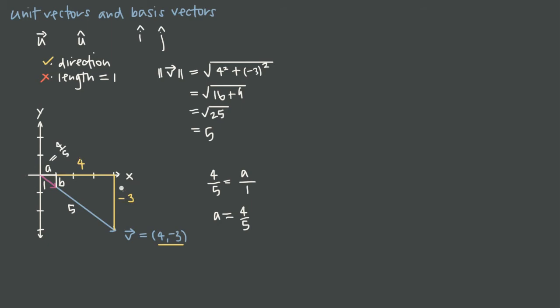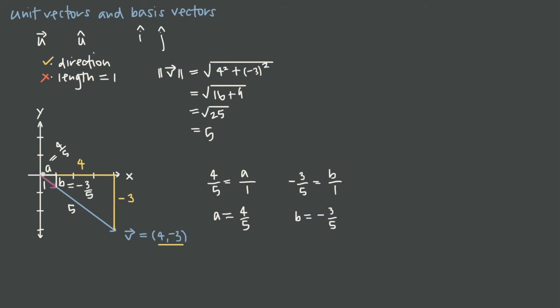Then to find B, I say that the vertical component of v is -3. So I say -3, and I know the length of v is 5. The vertical component of my little unit vector, my smaller triangle here, is B, and I know the length of the unit vector is 1. So this is telling me B is equal to -3/5. So I can say B here is equal to -3/5.